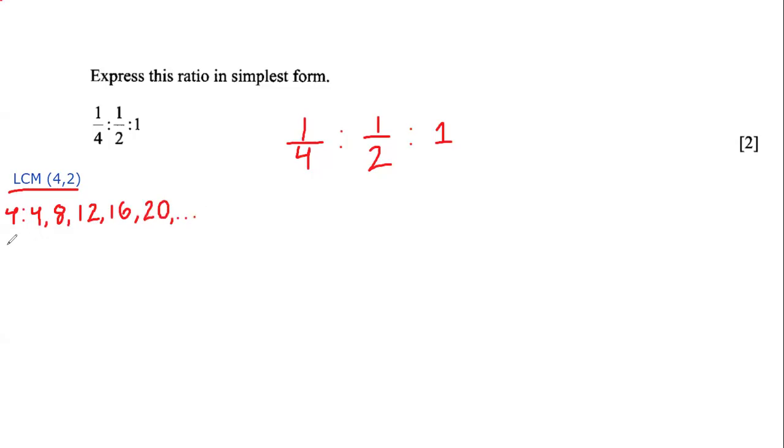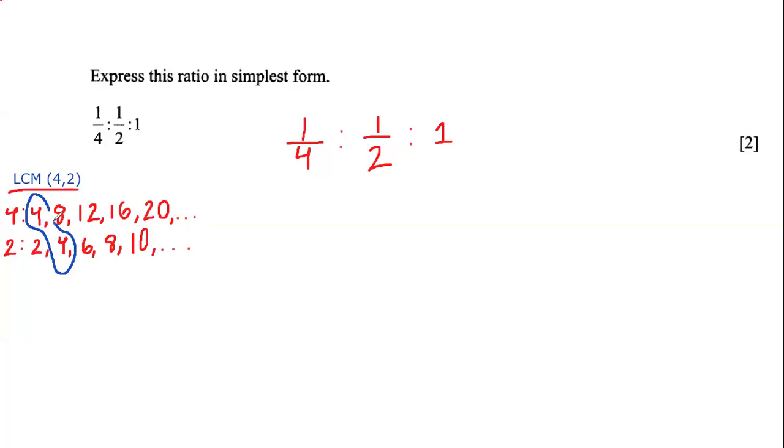What are the multiples of 2? 2, 4, 6, 8, 10, 12. Very good. And the list goes on and on, right? So, what is the LCM? What number is common in both? 4. 4, very good. 4 is common in both, right?